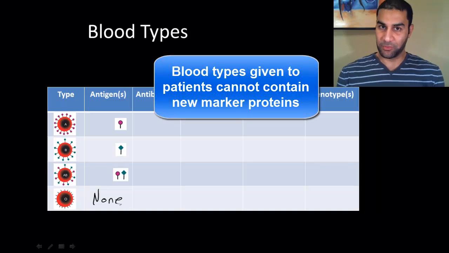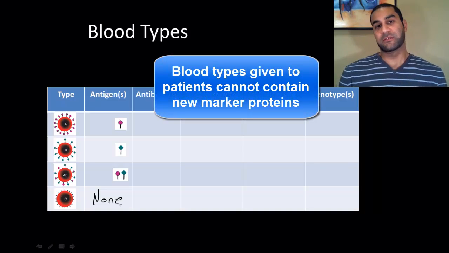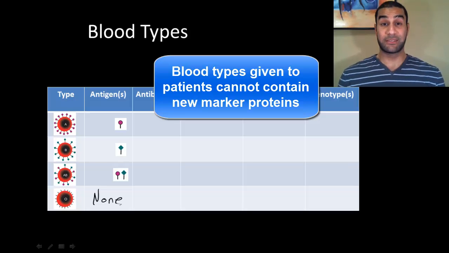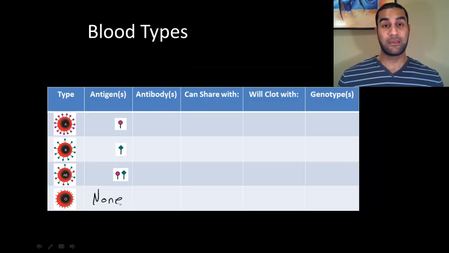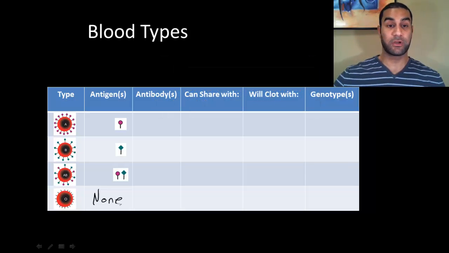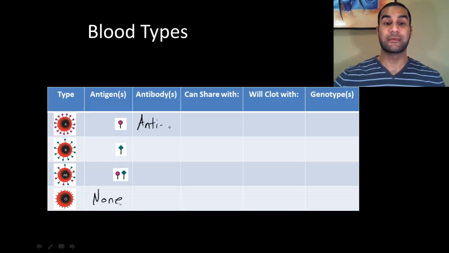So here's how it all works. Your body, your immune system, develops something called antibodies against things that it's meant to attack. So for example, if you have the type A antigen, you have the A marker protein or type A blood, that means you have the anti-B antibody.